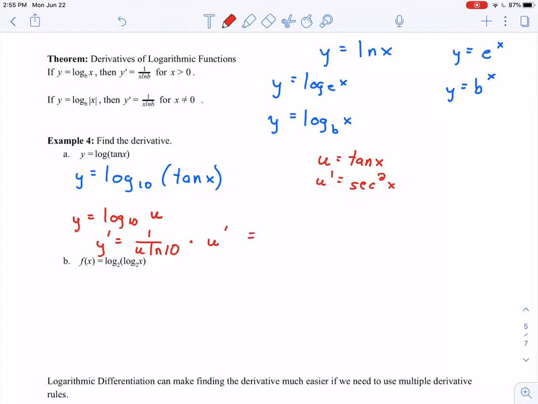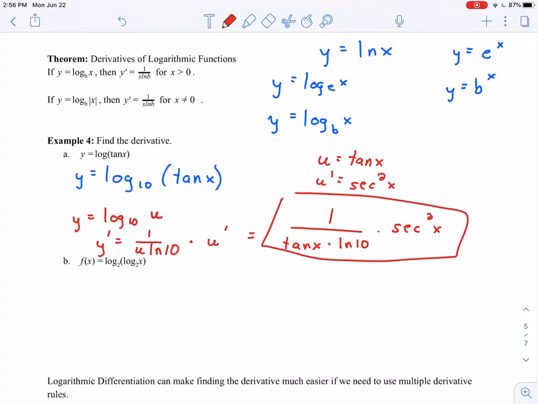So this is really 1 divided by u, so this is tangent of x, times natural log of 10, times u prime. Well, what is u prime? U prime is secant squared x. Here is my derivative. If you'd like, you could leave it like that, or you could also move that secant squared x up to the numerator as well. I don't think it particularly matters whether you write it over here as a factor or put it in your numerator. I have no strong preference as to how you write your answer.